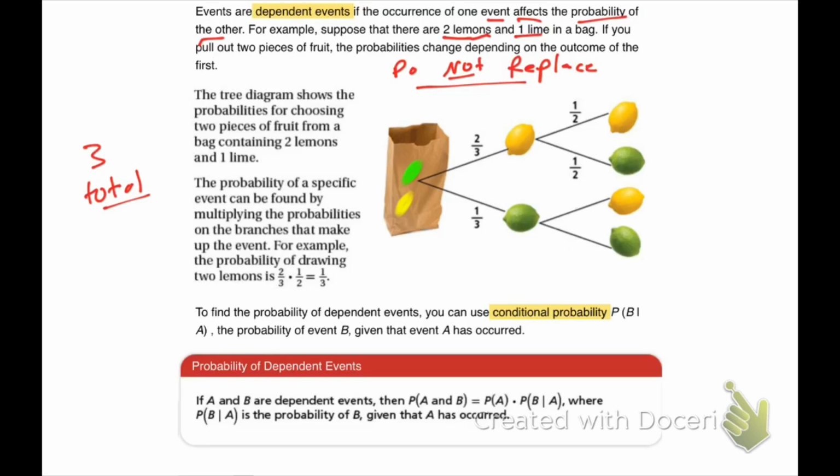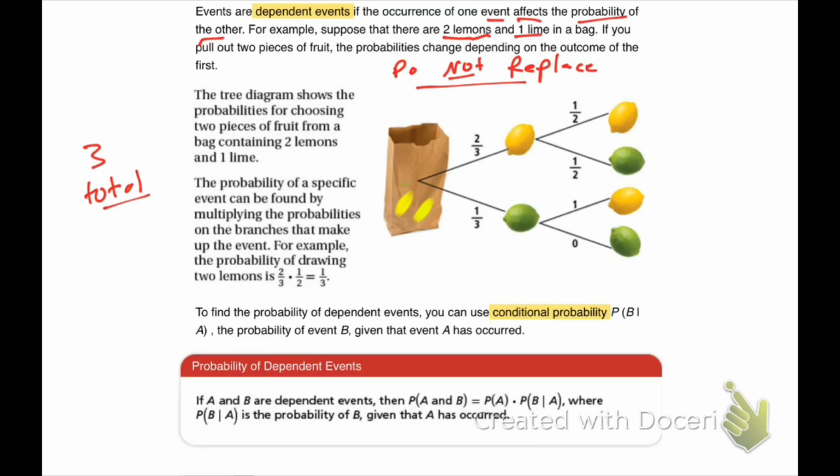I still took away a piece of fruit, but now we're assuming that I pulled a lime first, so I'm going to take away that lime, and now what's the probability that you'll get a lemon, assuming that you initially pulled out a lime? We'll have 2 pieces of fruit left, and both are lemons, so the probability that I pull a lemon on my next pull is 1. It's going to happen. What's the probability that you pull another lime? Well, that's impossible, so it's going to be 0.